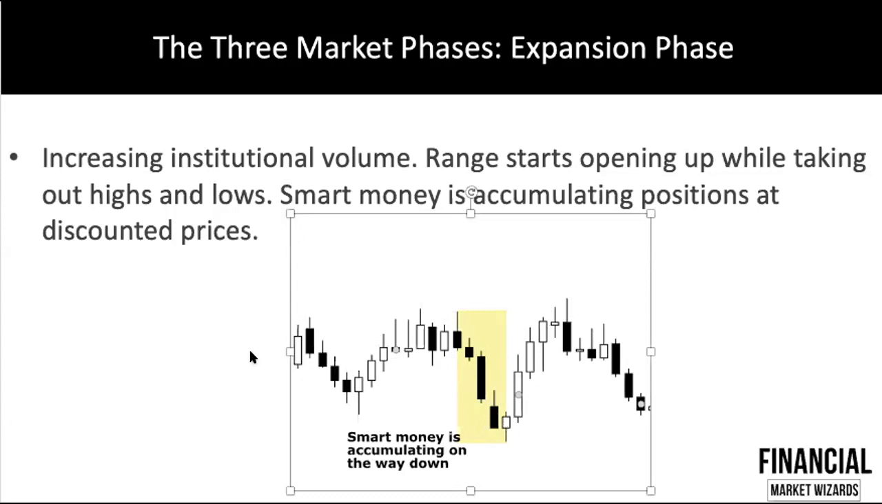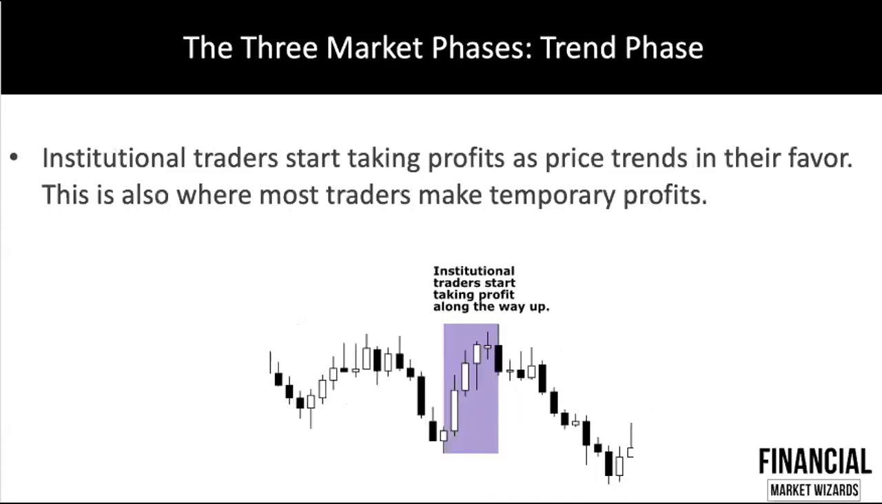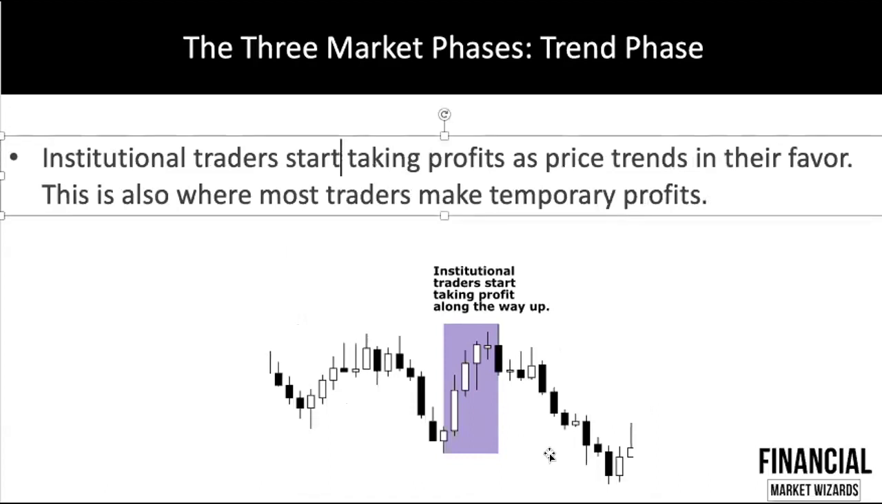Okay, so what happens after they accumulate? Basically there's a change of hands. Basically the retail traders are selling to the institutional traders who want to bring prices up. Okay, so what happens next is the trend phase. Institutional traders start taking profit as the price goes up.